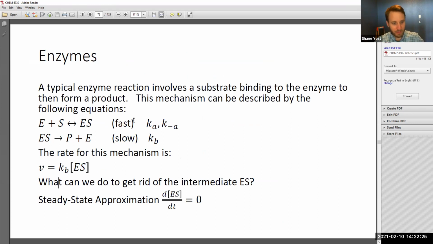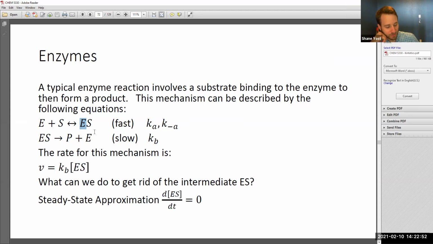Our typical mechanism for a simple enzyme reaction is as follows. You have an enzyme in solution, some sort of substrate in solution that can bind to that enzyme, and that will establish some type of equilibrium. But that is an equilibrium type reaction, right? The substrate can bind to the enzyme and then it can unbind. It can attach and detach from the enzyme.